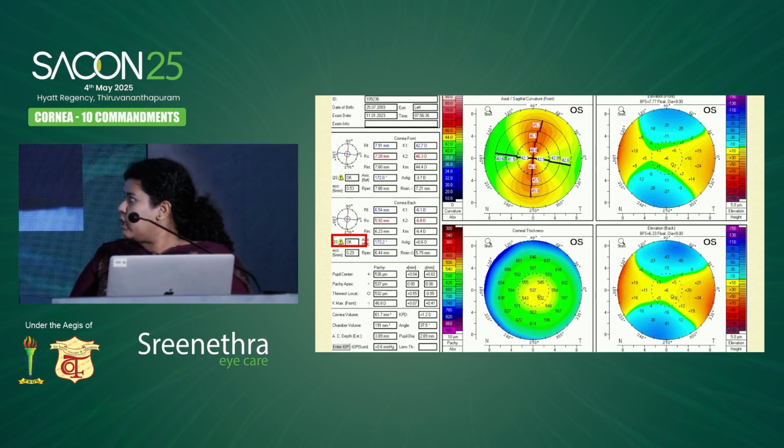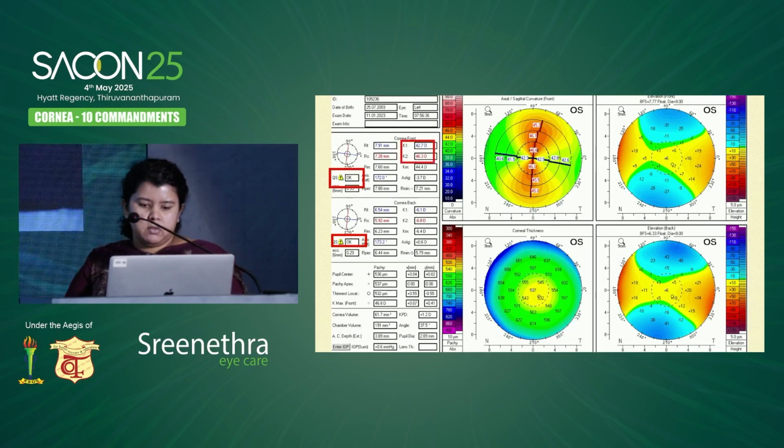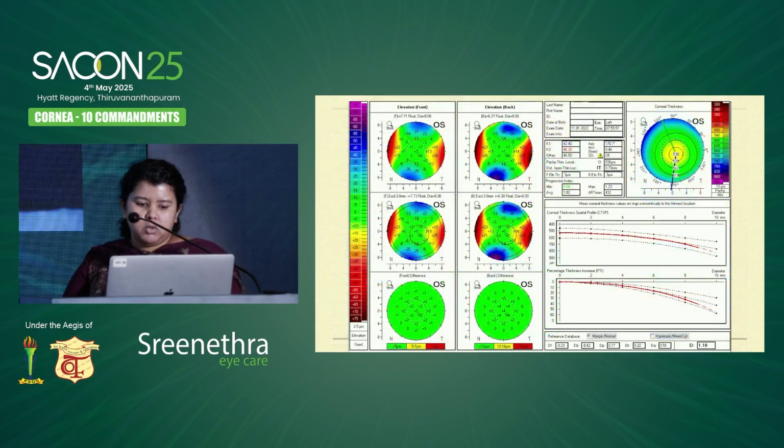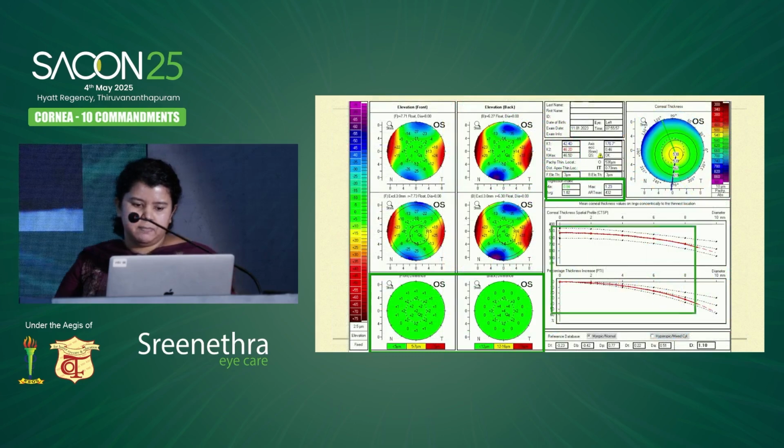The Q values over here are normal, and then the K readings are in the normal range. The pachymetry is normal, and there is a symmetric bow tie appearance. The Belin-Ambrosio curve is normal, so this is a normal study.